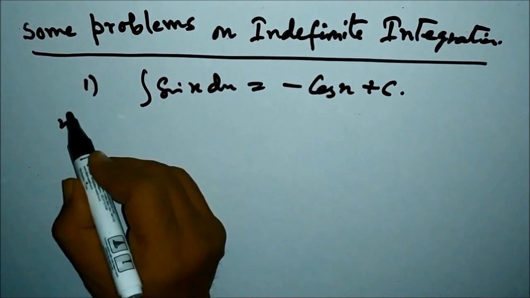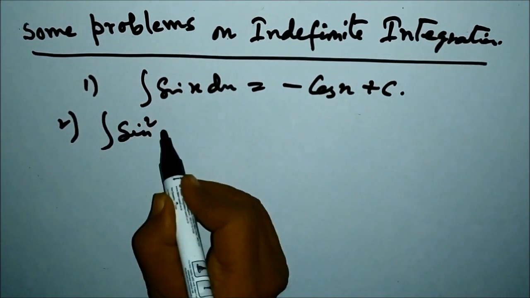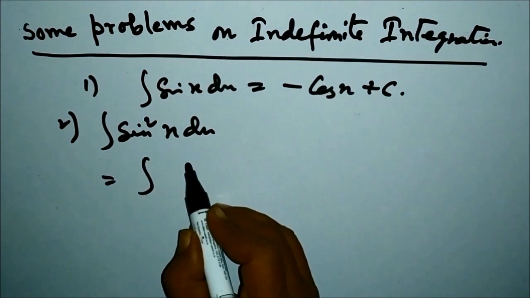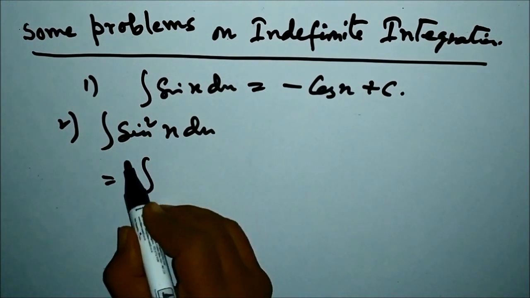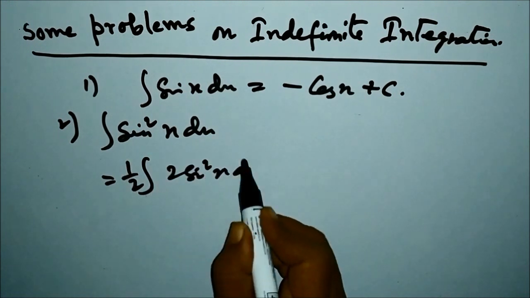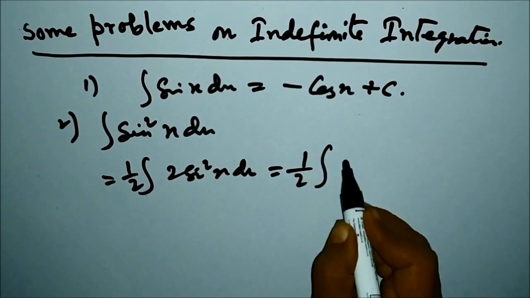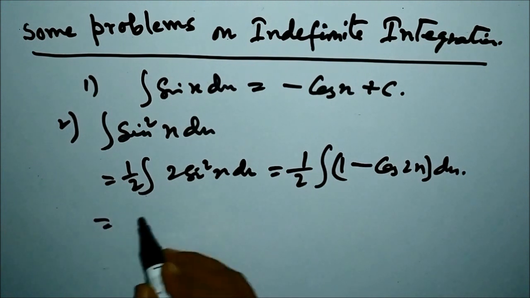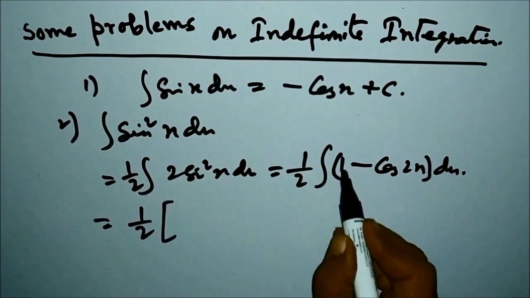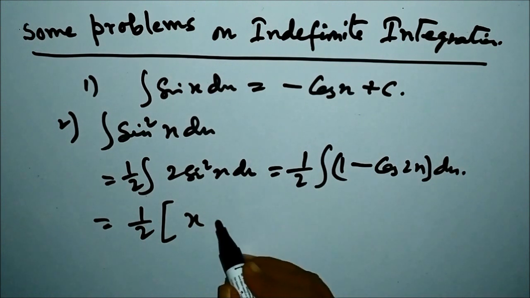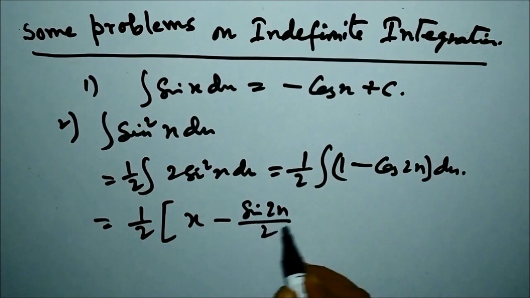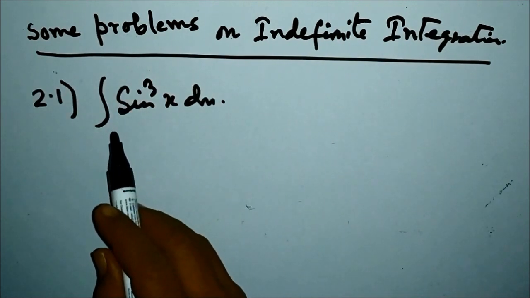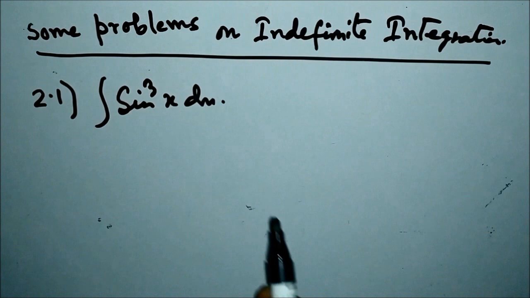Now, the problem is how to find the integration of sin square x dx. By trigonometry we know that sin square x is half of 2 sin square x, so this is equal to half the integral of 1 minus cos 2x dx. The integral of 1 dx is x, and the integral of cos 2x dx is sin 2x by 2, plus c. Answer. Next problem is how to integrate sin cube x dx.